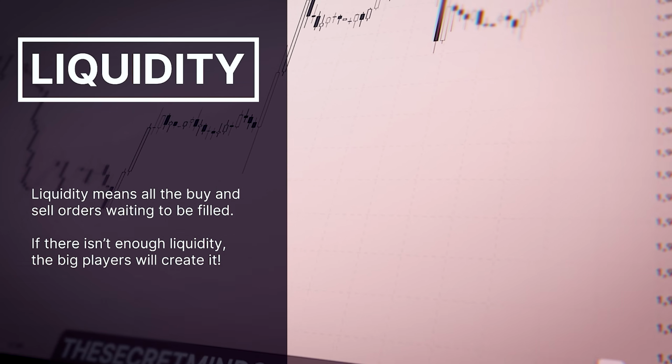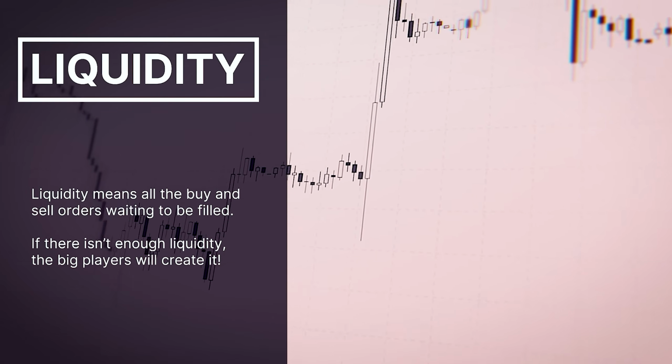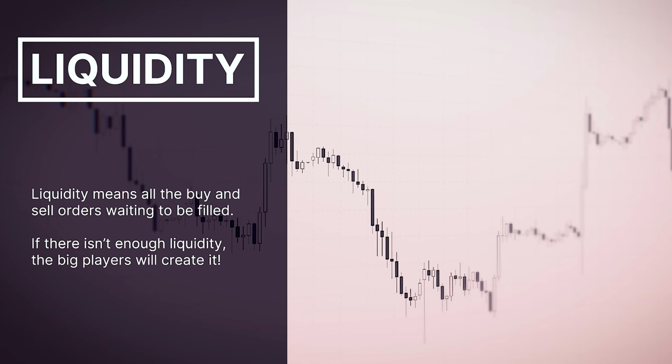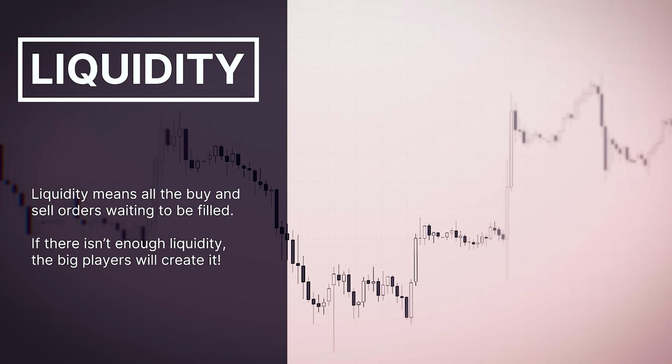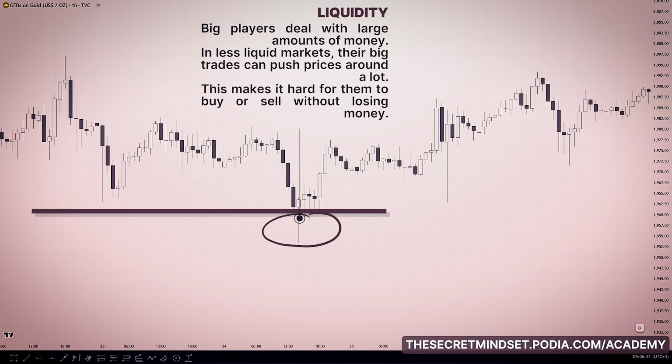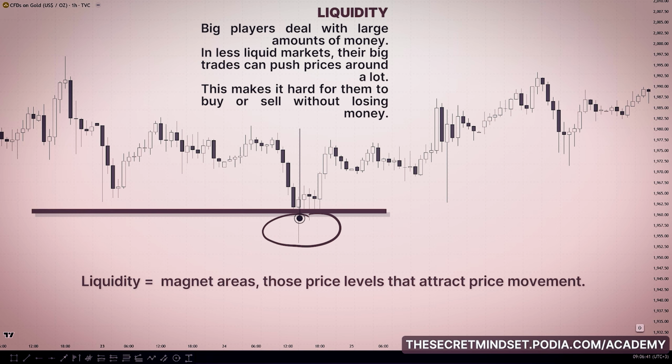If there isn't enough liquidity, the big players, the smart money, will create it. For big traders like banks or hedge funds, liquidity is critical. They deal with large amounts of money. In less liquid markets, their big trades can push prices around a lot. This makes it hard for them to buy or sell without losing money. Now, if you understand where liquidity sits, you can identify magnet areas, those price levels that attract price movement.